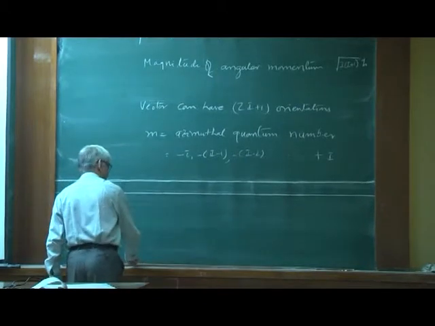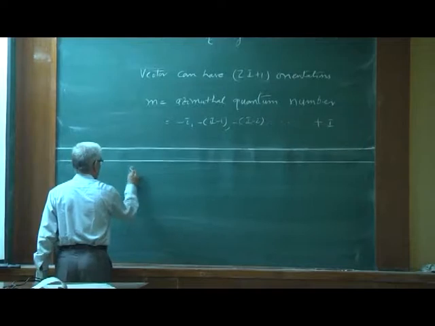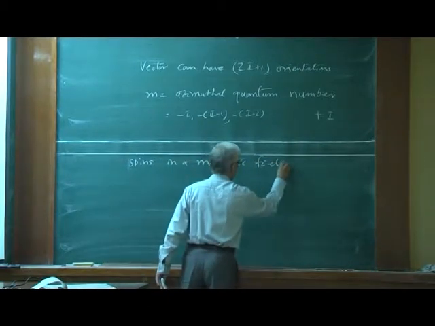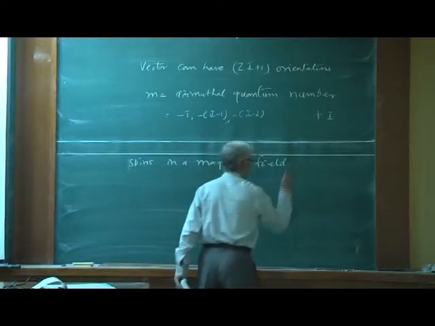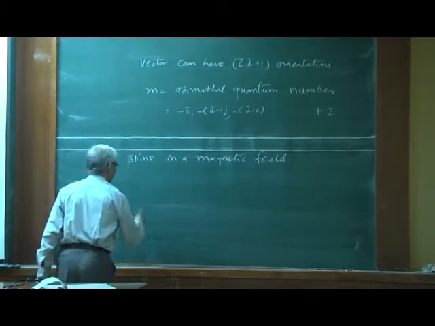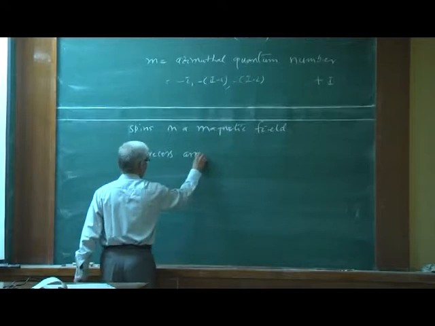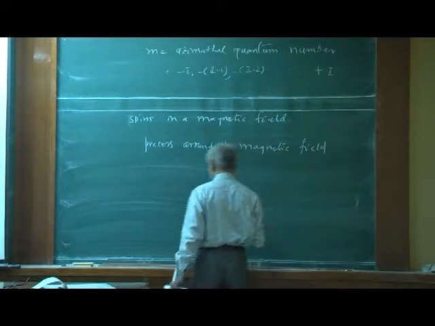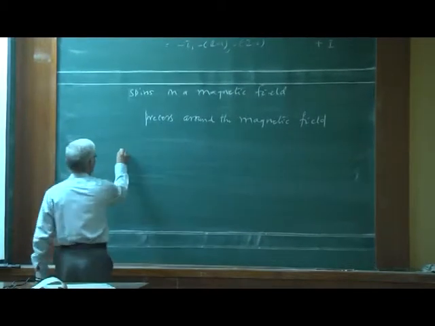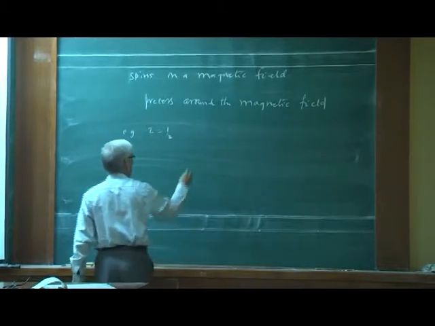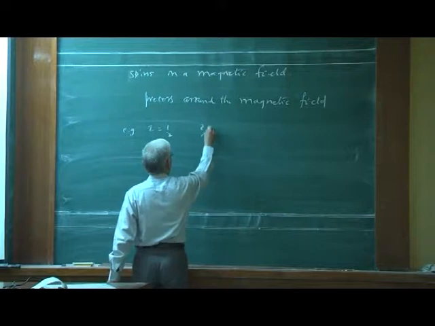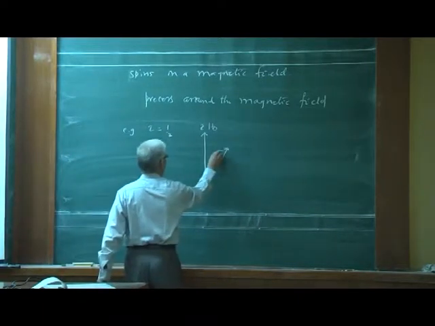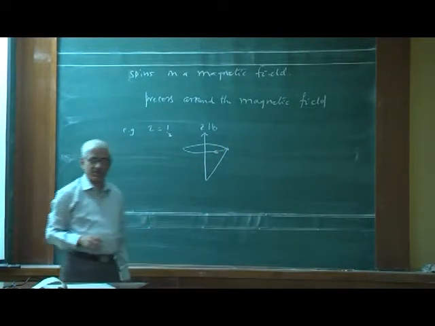Then we also said spins in a magnetic field precess around the magnetic field. So if I take a spin 1/2 system, for I equal to 1/2, there are two orientations. If this is the z-axis, and I keep the magnetic field along this axis, then the magnetic moment, which has orientation in this direction, precesses around the magnetic field in a fashion like this.